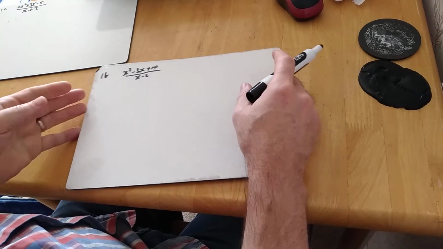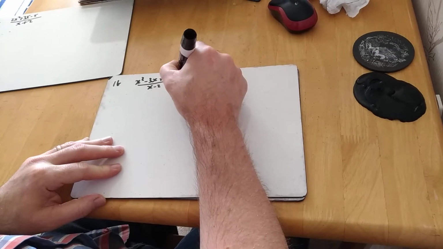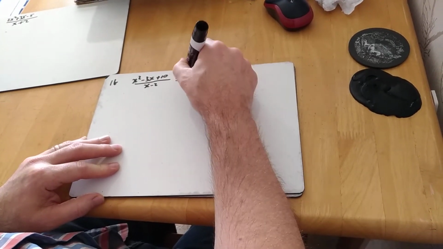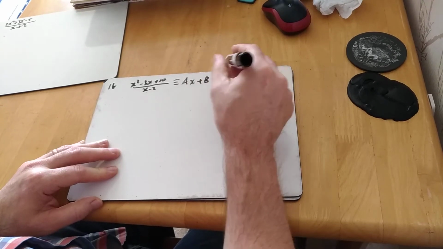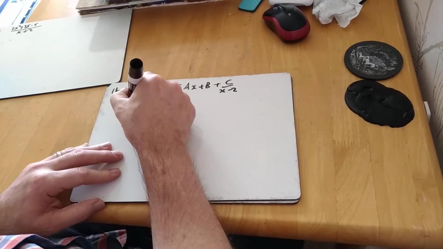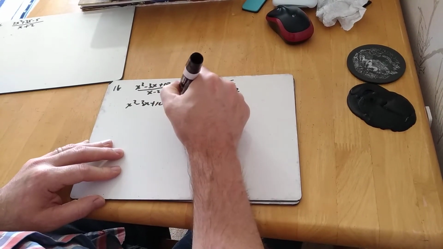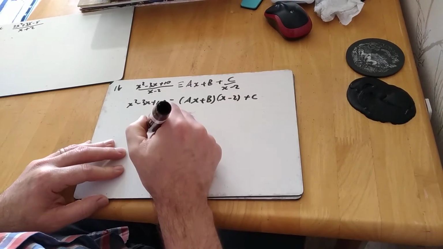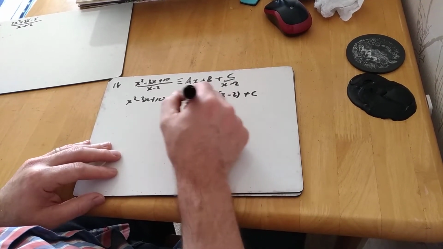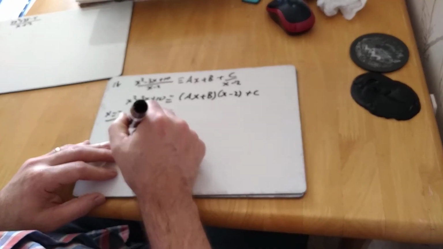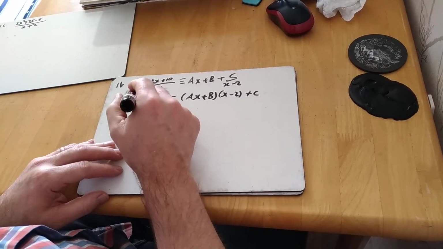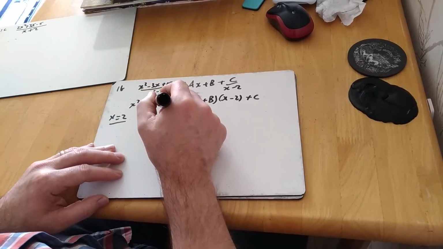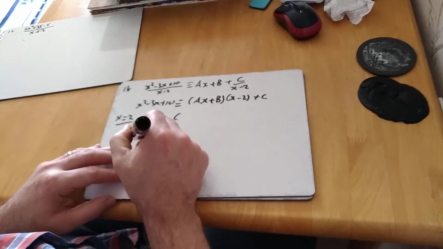So similar, quadratic over linear. What I'll be doing here, set up the whole number part, in this case ax plus b, because it's different orders, and then plus c over x minus 2. Get rid of the fraction. x squared minus 3x plus 10 is equivalent to (ax plus b) times the bracket, and then plus c. Choose an x value to make that lot equal to 0, x equals 2, to give me 4 minus 6 plus 10, 14 minus 6, 8 equals c.